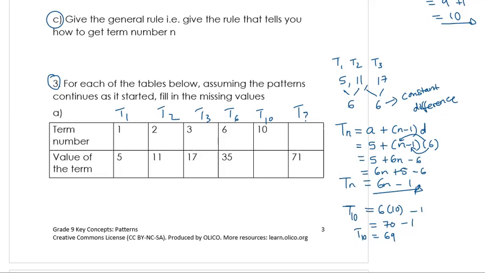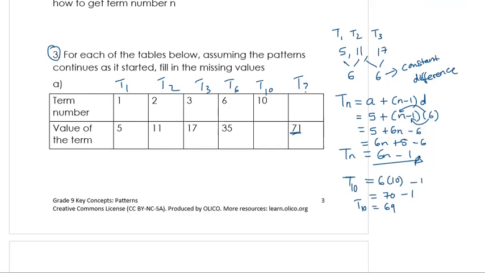Now here we want to know what term number 71 is equal to. How do you work that out? Not term number 71, sorry, we want to know which term has the value 71. We know that Tn equals 6n minus 1. If we have been given the value of the term, it means that we've been given Tn. So instead of Tn, we put 71, and then we want to find what n is. So that's going to be 71 equals 6n minus 1.